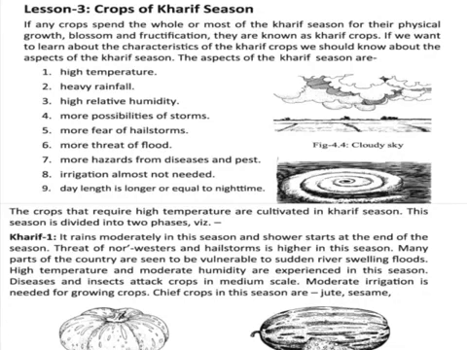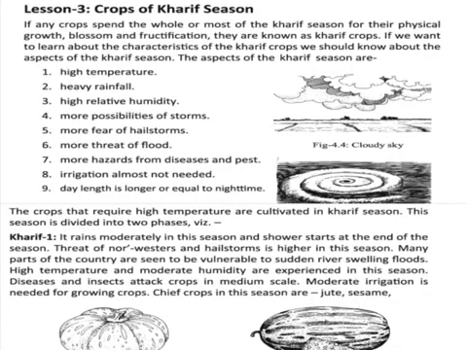Threat of nor'wester hailstorm. Nor'wester means a winter storm blowing from the northwest. That means dust storms or hailstorms, that is, thunderstorms, are higher in the season. Many parts of the country are seen to be vulnerable to sudden river swelling and sudden floods, and high temperature and moderate humidity are experienced in the season.